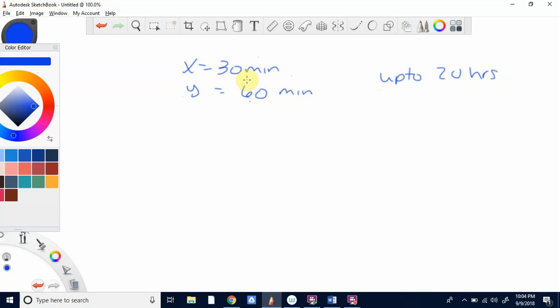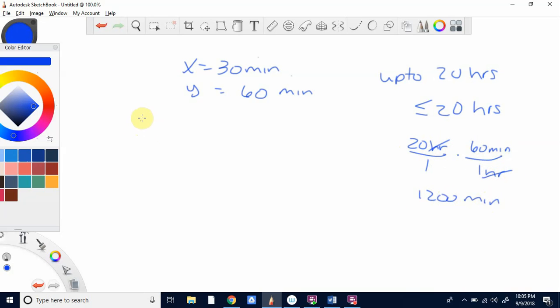Now, do you notice that these are minutes, but they give us an allotted time up to, so we have less than or equal to 20 hours. But I must convert this to minutes. You have to be in the same unit, so 60 minutes over 1 hour times 20 hours equals 1,200 minutes. So they want us to write an inequality. So I know that X plus Y has to be less than or equal to 1,200.